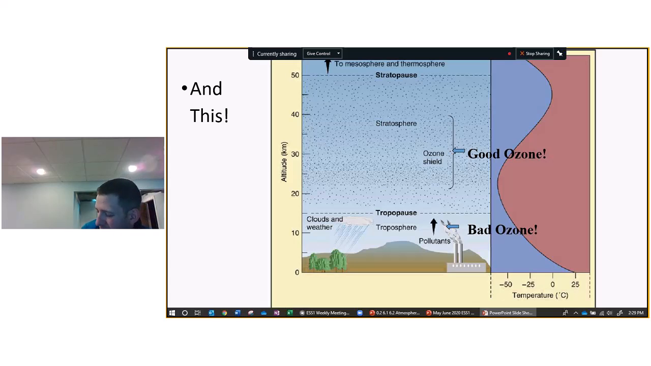So that ozone is like a natural sunscreen. It keeps us from getting skin cancer and cataracts. But when ozone occurs in the troposphere, it is bad. It gets in our lungs and our eyes, and it can actually cause cancer and respiratory infections. You can remember the rhyme: good up high, bad nearby. Basically, ozone is beneficial in the ozone layer, and it's detrimental when it's in the troposphere. Any questions about either of those graphics?